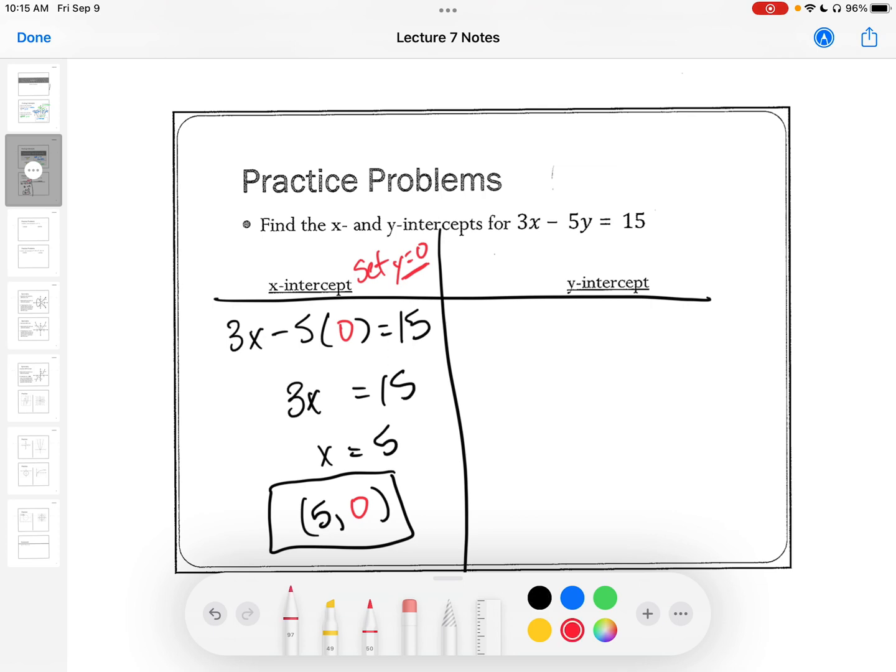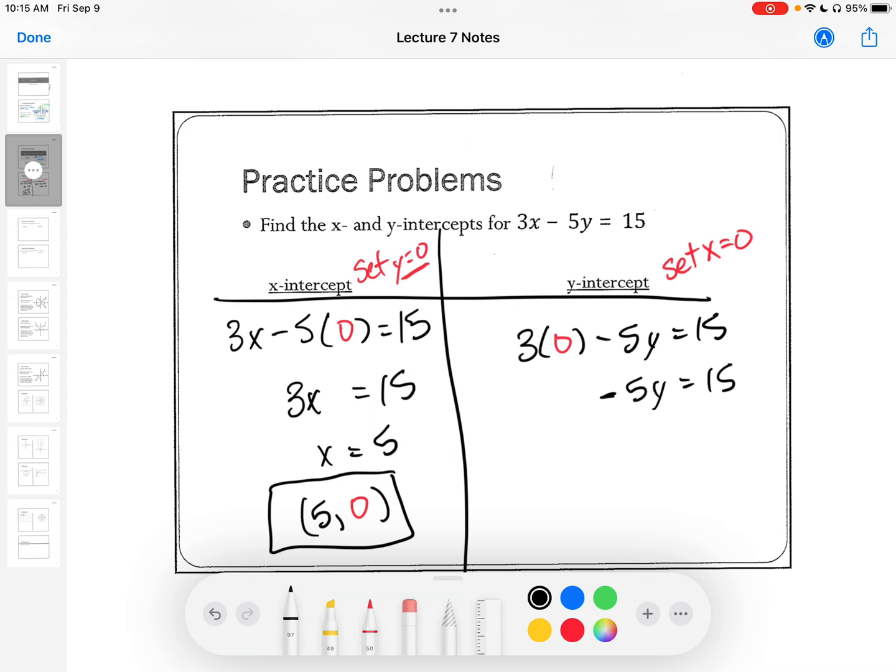Next, you've got to find the y-intercept. Remember for your y-intercept, you're going to set x equal to 0. So this equation is now 3, and then not an x, you would plug in a 0 for that x. Minus 5y equals 15. 3 times 0 is just 0, so we end up with negative 5y equals 15. Don't forget that negative there with that 5.